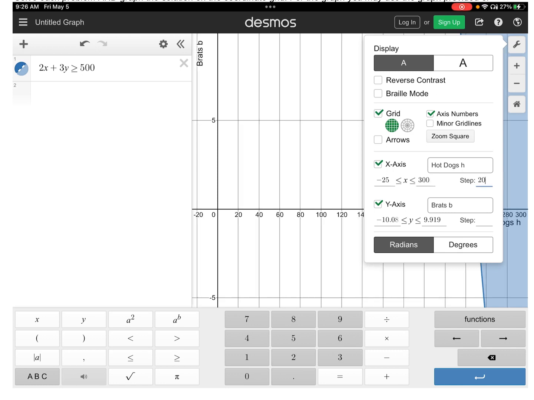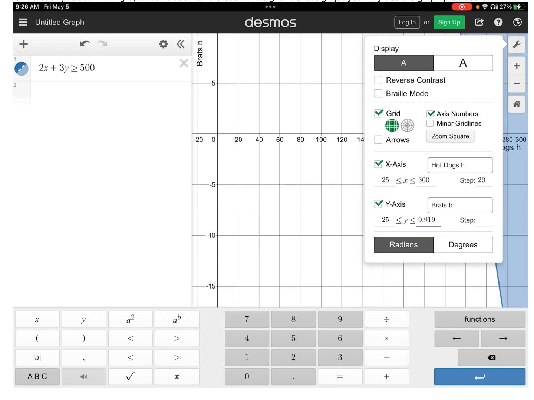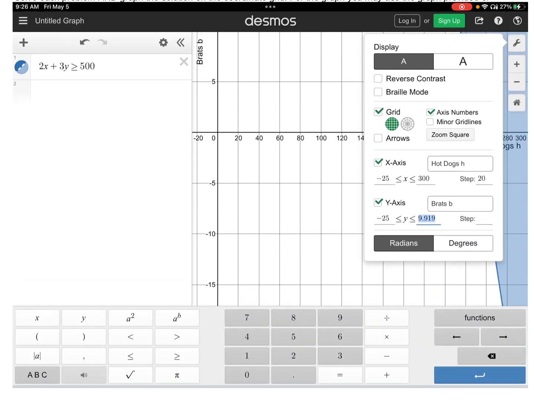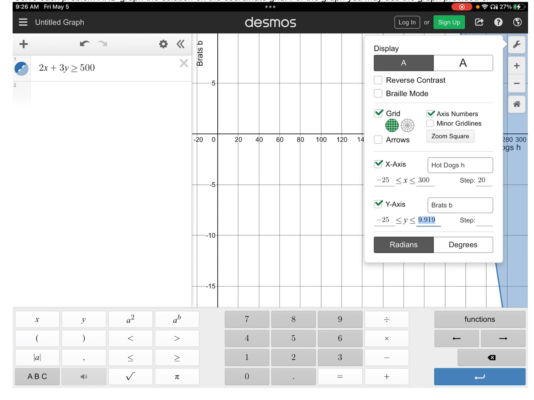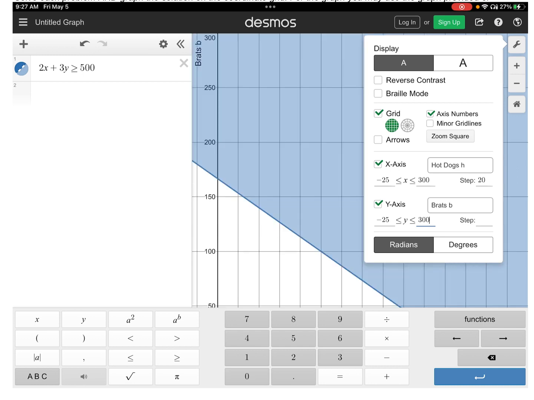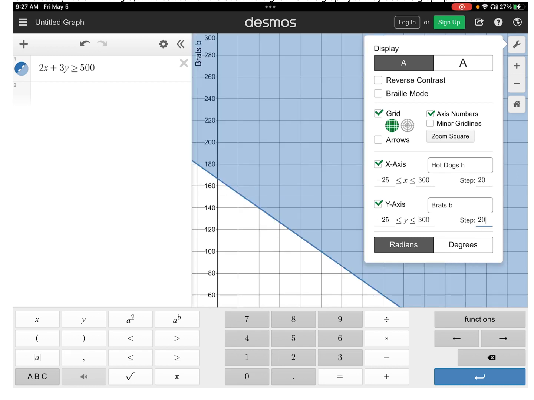And let's count by 20s. Same thing on the y, we'll go from -25. Again, 500 divided by 3 is 166.6 repeating, or 166 and 2/3. But just to make it simple, we'll just go to 300 and again count by 20s.